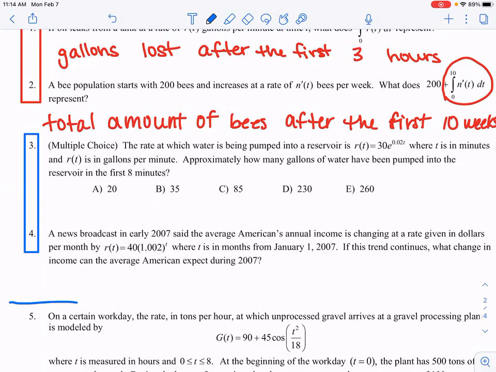So you plugged in, so what you have is the rate. The rate at which water is being pumped is this, in minutes. Oh, in gallons per minute. So you found the gallons per minute. I want how many gallons?